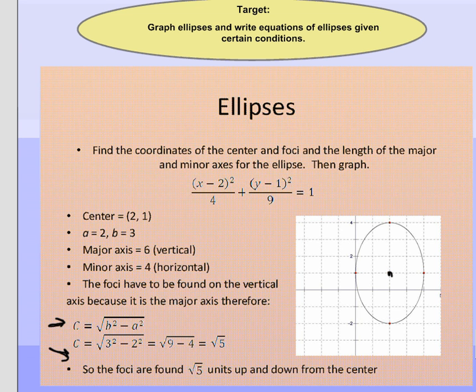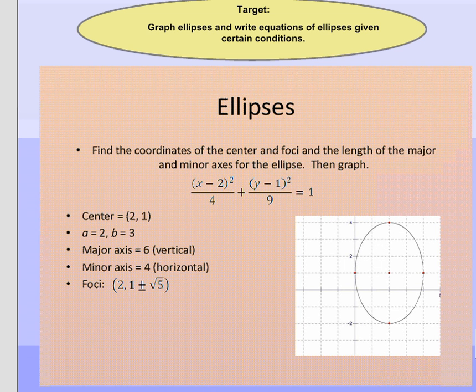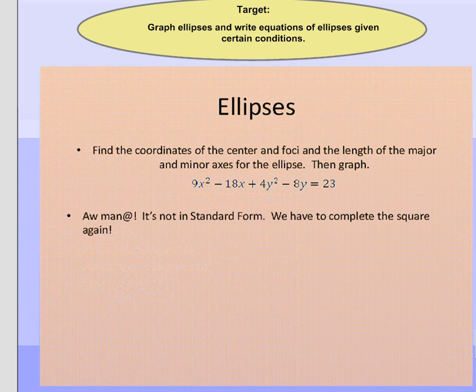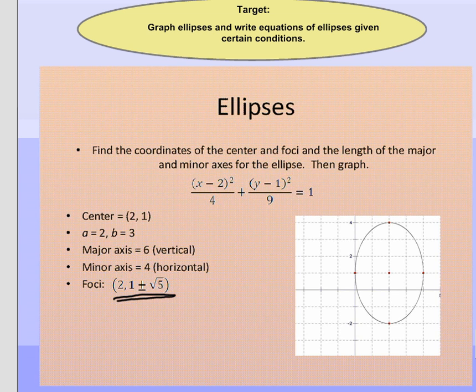So if I have the center here at (2, 1), and I want to move up square root of 5, that would take me to (2, 1 plus square root of 5). And if I want to move down square root of 5, that would take me to (2, 1 minus square root of 5). Those are the locations of my foci. And I can simplify that by just writing (2, 1 plus or minus square root of 5). It includes the up and the down. I want you to hopefully notice, let me go back to this one more time, that we are not graphing the foci. We just need to state where they are.